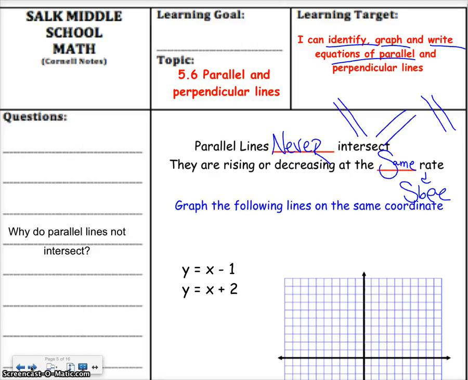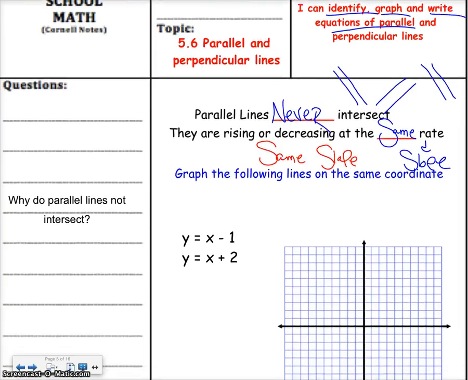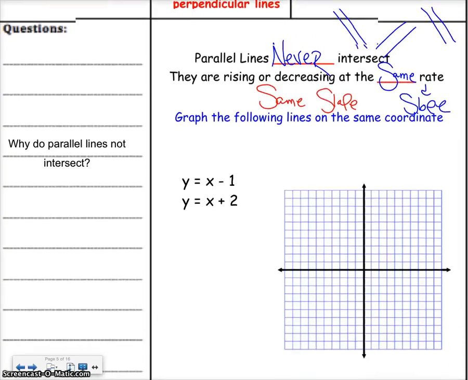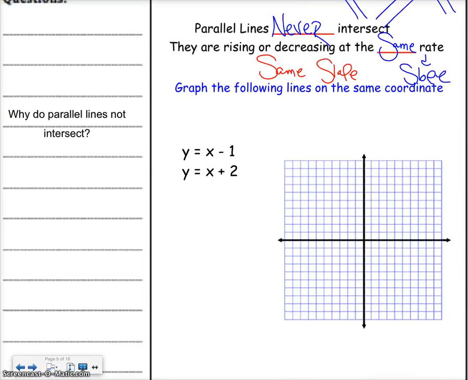So write that down. Parallel lines have the same slope because they are rising or decreasing at the same rate constantly. And if they're going at the same rate, that means they have the same exact slope. I have an example here just to identify this.